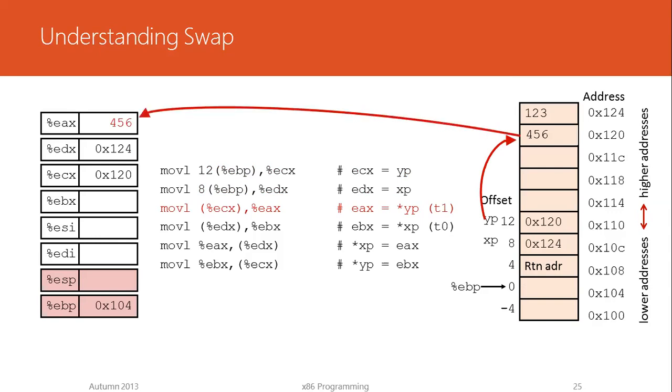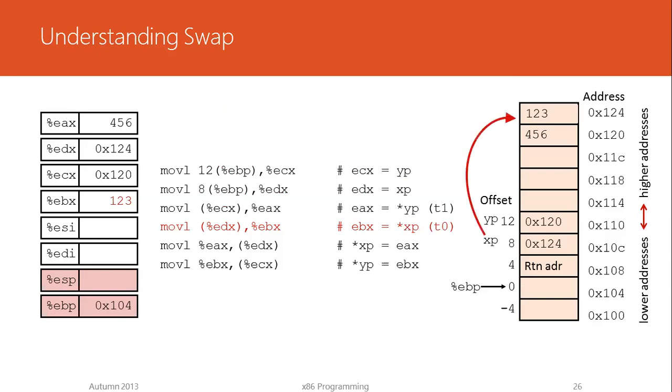which is loaded into EAX. Okay. Similarly, if we put parentheses around register EDX, which contains the address location pointed to by XP, and we execute this instruction, we get the contents at that location and load it into register EBX. Simple enough, right? Now we do the swap.